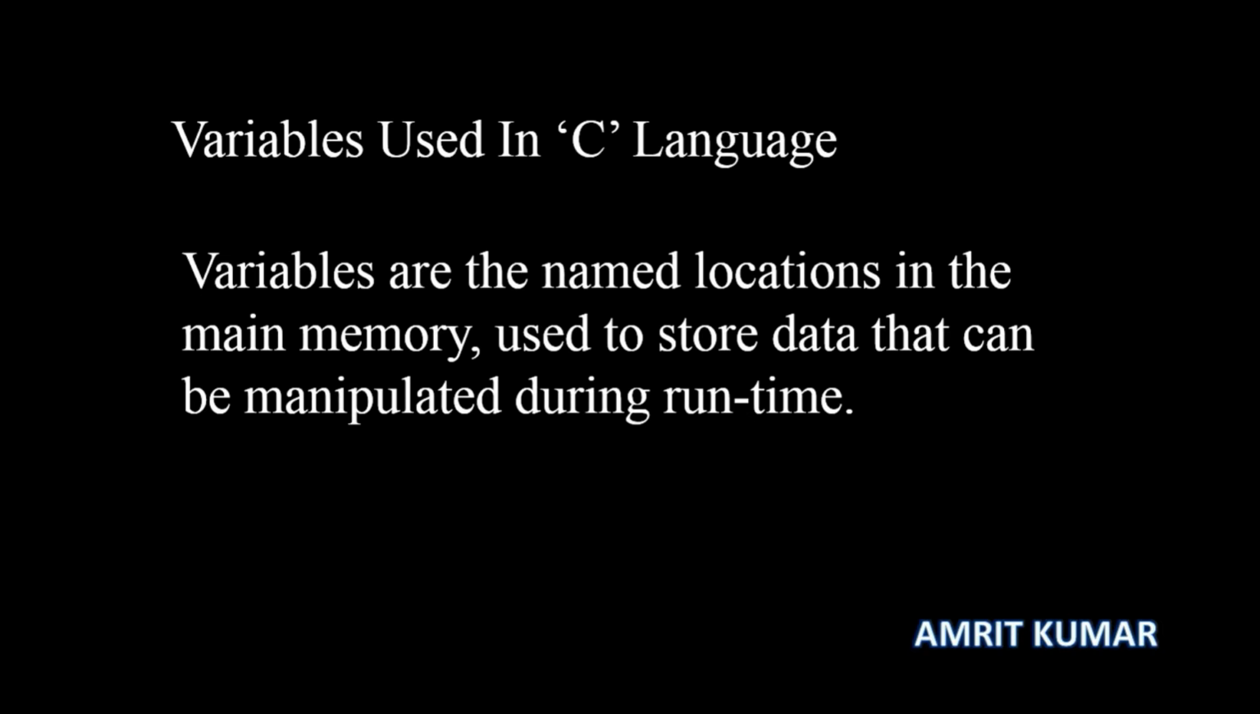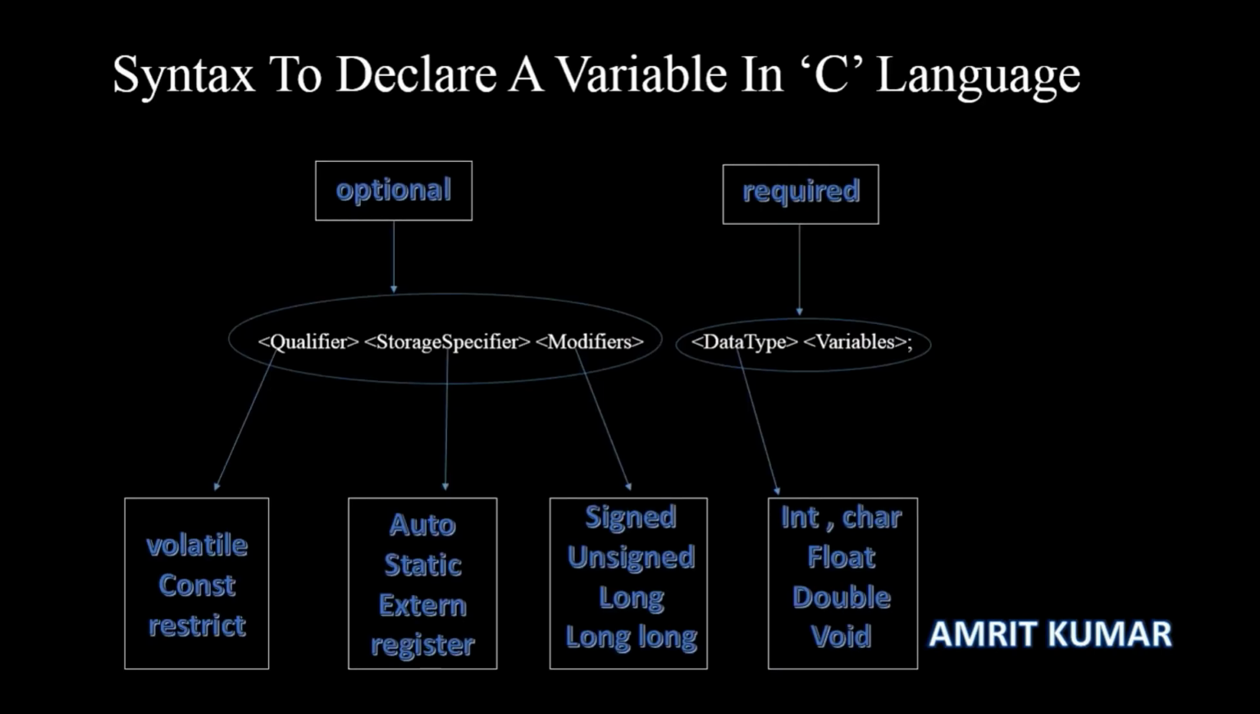Now we have talked about the naming convention of the variable, and in that we have seen different rules. Now we will talk about the variables. It is the named location in the main memory used to store data that can be manipulated during runtime. Now moving on to the next thing, that is the syntax to declare a variable in C language. This is a very important topic, how to declare a variable in C language. It's so simple and easy to understand.